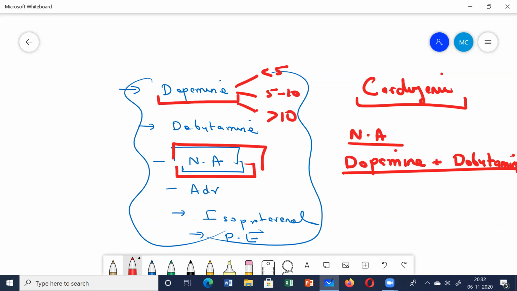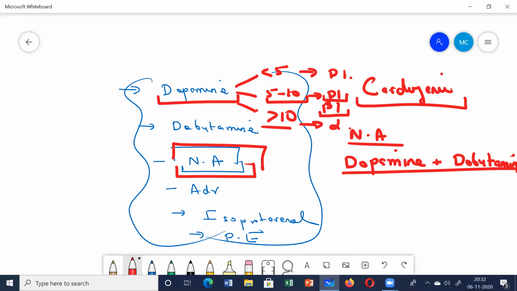Dopamine at less than 5 mainly acts on the D1 receptors. From 5 to 10, it acts on D1 and beta 1 receptors. More than 10, it also starts acting on the alpha receptors. The preferred dose is 5 to 10 micrograms per kg per minute, because it increases myocardial contractility and heart rate by acting on beta 1 receptors, and also causes vasodilation in the renal blood vessels by acting on the D1 receptors.